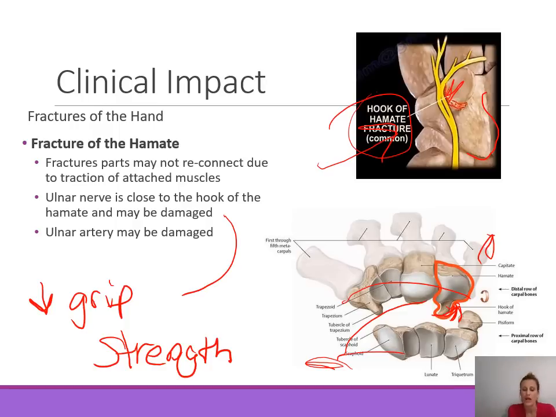When the hamate is fractured, frequently the fractured parts don't heal back together again. They don't ever reconnect. And the reason for this is because of the traction of the attached muscles. So if the bone is completely fractured, it can actually be pulled apart by the muscles that are attached. And then the broken sides will heal, but they won't actually reconnect to each other. Also, the ulnar artery is in close proximity to the hamate as well, and that can also be damaged when a fracture occurs.